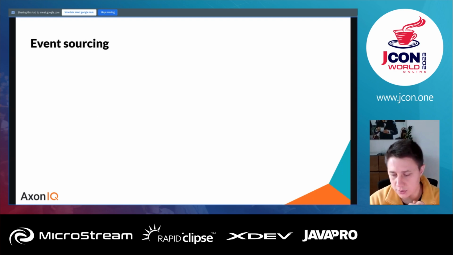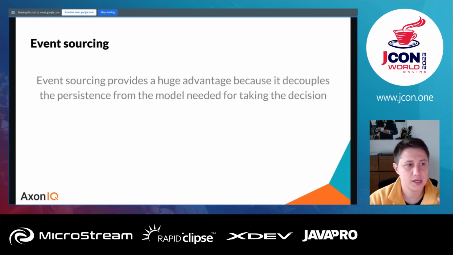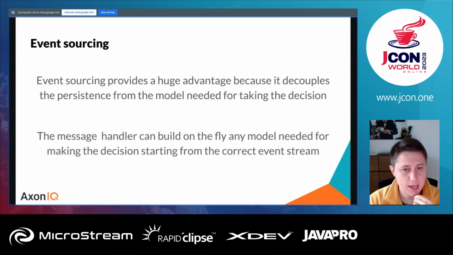And another really important ingredient in this story is event sourcing. And why is that? It is because event sourcing decouples the persistence from the model needed for taking the decision. Right, so we can easily change and adapt our model regardless of how we store it. And now the message handler that we talked previously about will use this benefit and it will build on the fly any model needed for making the decision, basically just looking at the event streams and gathering all the necessary events.